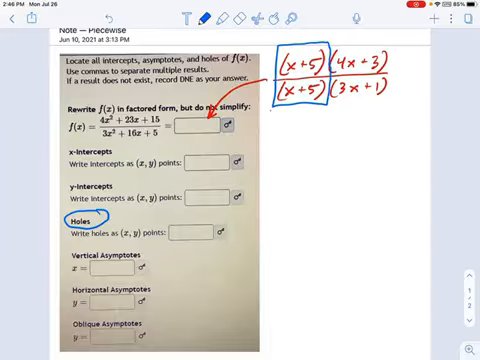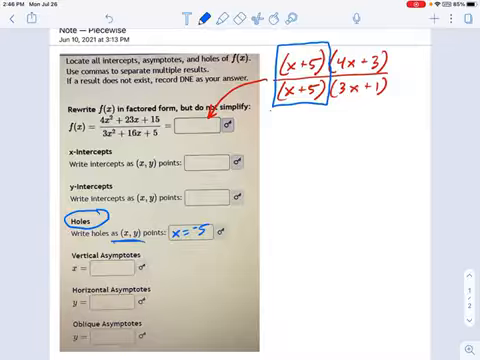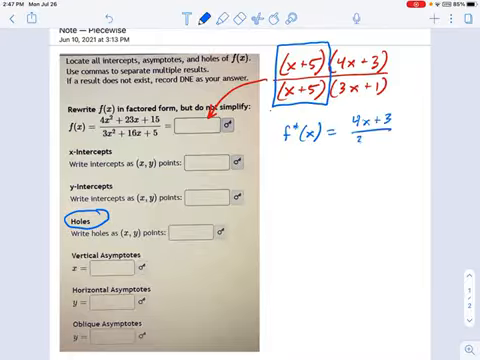So I'm going to look at that x plus 5 and say, oh, there's a hole. It's at x equals negative 5. But remember, this wants not just the x-coordinate, it also wants the y-coordinate. So it's not going to be enough to write x equals negative 5. We need to find the y-coordinate. And here's the method you go about doing that. You take the simplified form of the equation. My simplified form is just 4x plus 3 over 3x plus 1. And you evaluate that at the location in x of the hole.